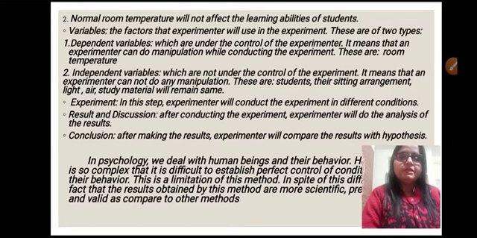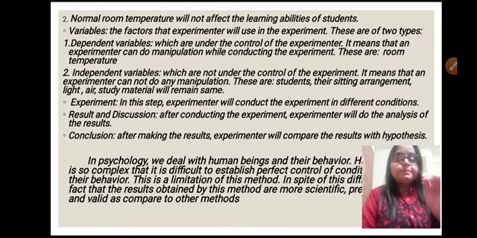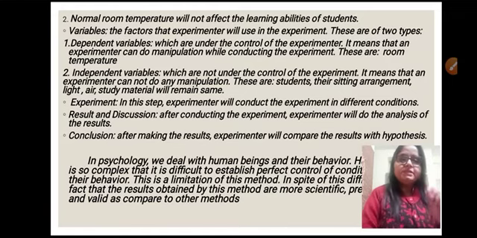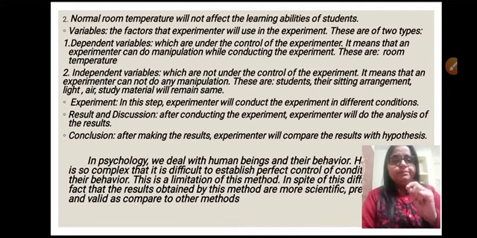Then after making the hypothesis, we are going to move towards the third step, that is the variables. Variables are defined as the factors that an experimenter is going to use in the experiment. These are of two types: dependent variables and independent variables. Dependent variables are those that are under the control of the experimenter. It means an experimenter can do any kind of manipulation while conducting the experiment.